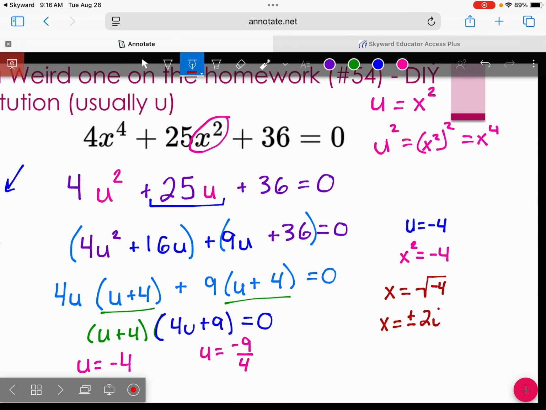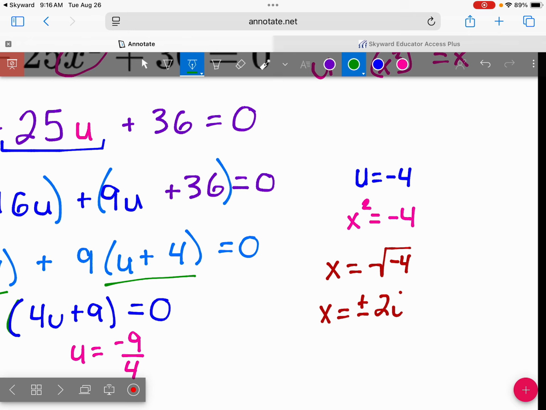We're going to do the same thing with our negative 9/4. Our u equals negative 9/4. And again, I know that u is going to be my x squared. When we take our square root of both sides, what are we going to get? Plus or minus 3 over 2i. And you can either put it as 3i over 2, or you can put 3 halves i, 1.5i, however you do it.